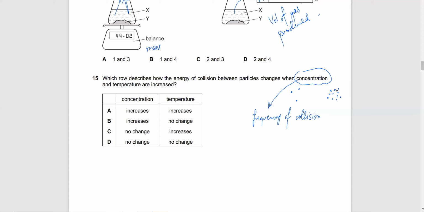But when you increase temperature, the particles become more energetic, so they collide with each other more vigorously. So more effective, more energetic collisions happen. And because they're traveling faster, they also collide more frequently as well.